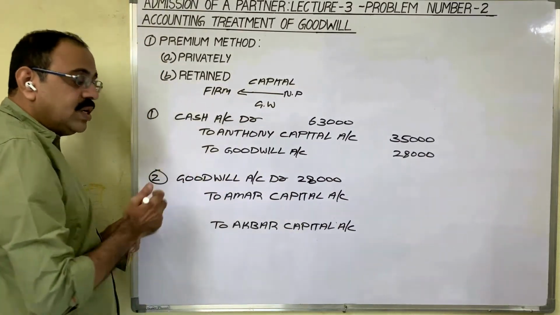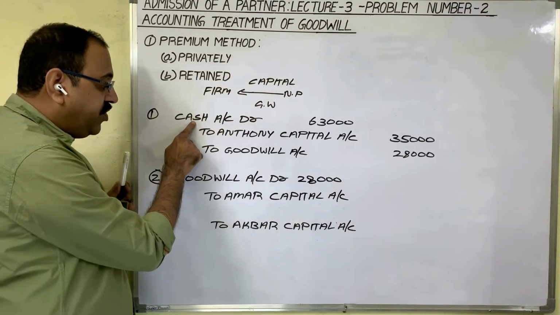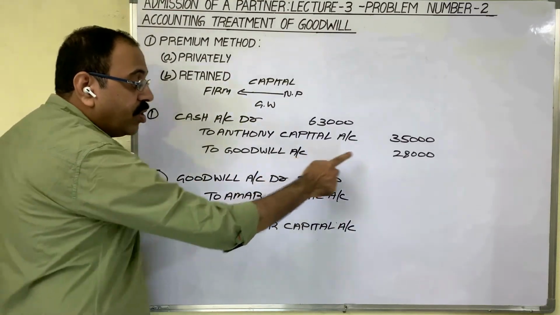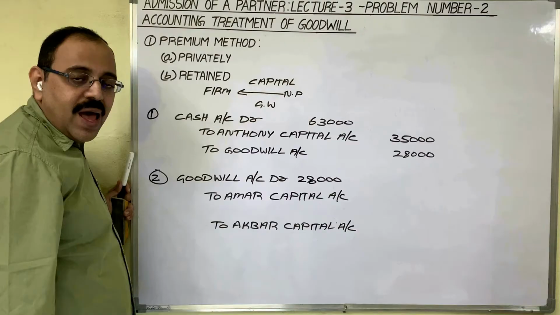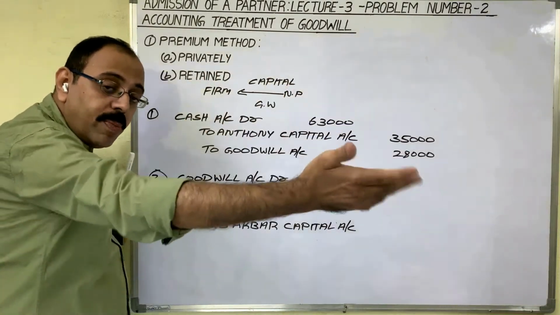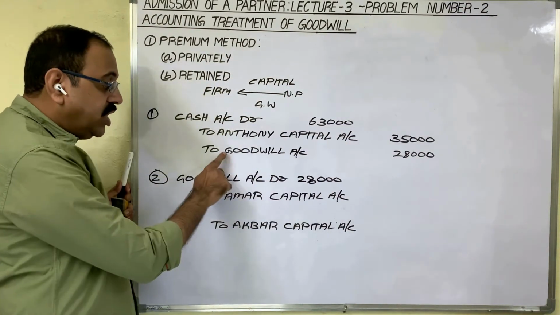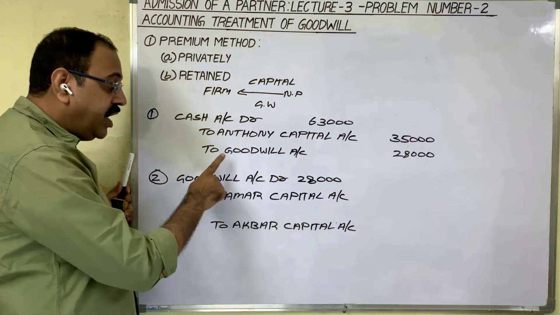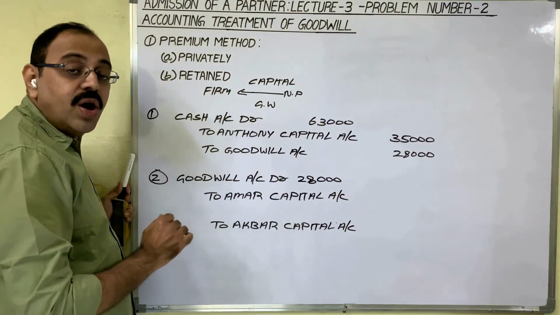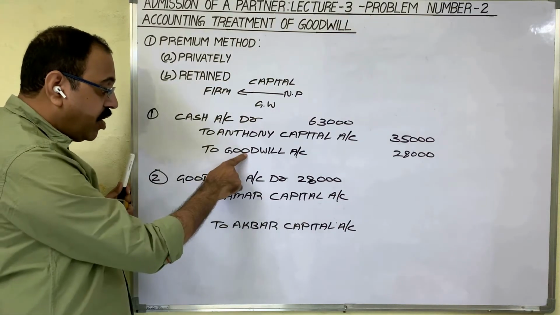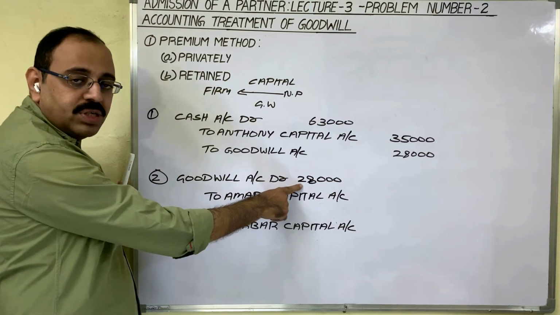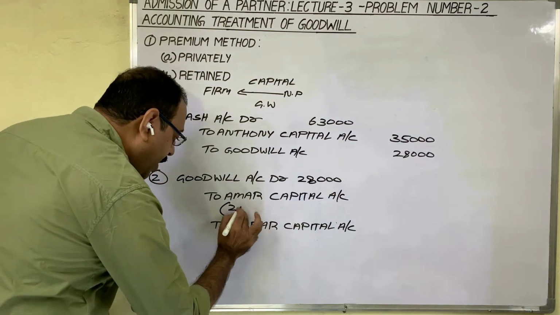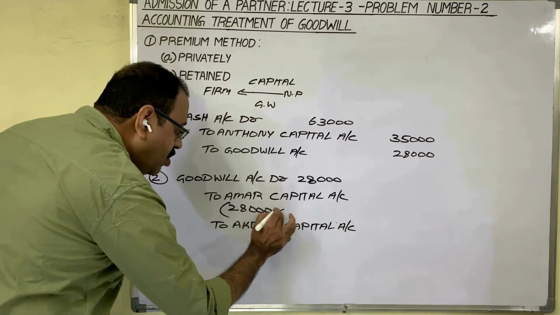Why is goodwill account debited here? In the first entry, we created one liability by crediting goodwill account with 28,000 rupees. As this goodwill is transferred to old partners' capital accounts, now this liability account is closed. We credited and created this goodwill liability. If you want to close this liability, we have to debit it with the same amount. And this goodwill amount we are transferring now to partners' capital accounts.